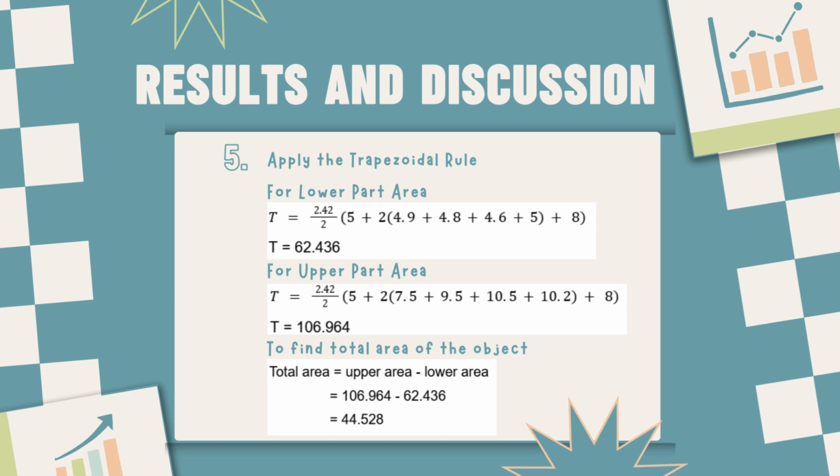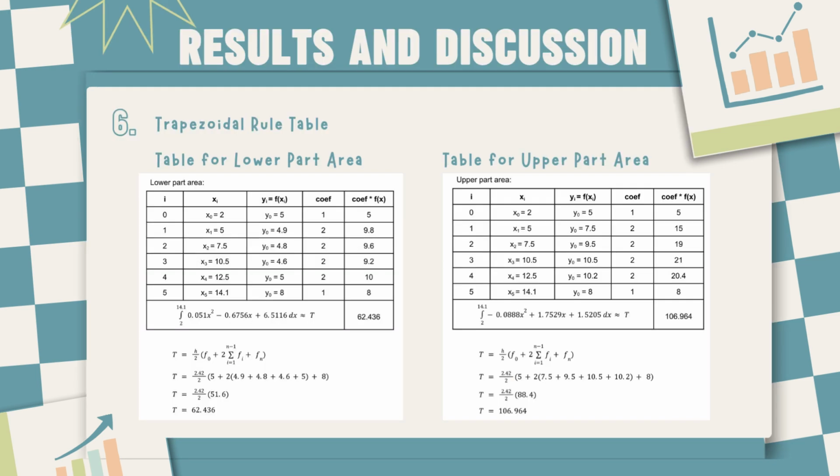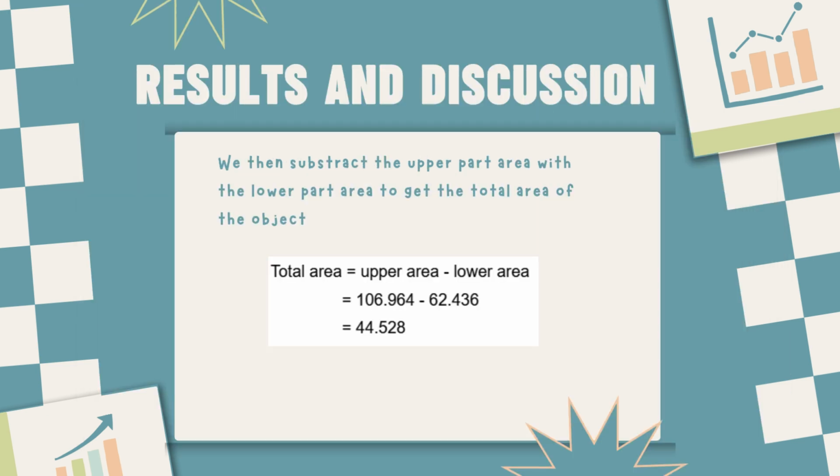We calculate two parts, which are the upper part area and the lower part area, and then we subtract them to get the total area. Then, we create the trapezoidal rule table to show exactly how we get the area by showing the detailed information in a table, with the upper part and lower part in different tables. By subtracting the upper area from the lower area, we get the total area of the correction tape. That's all for the results and discussion.